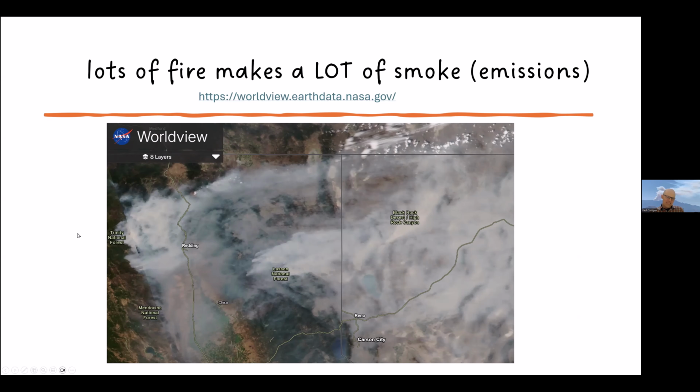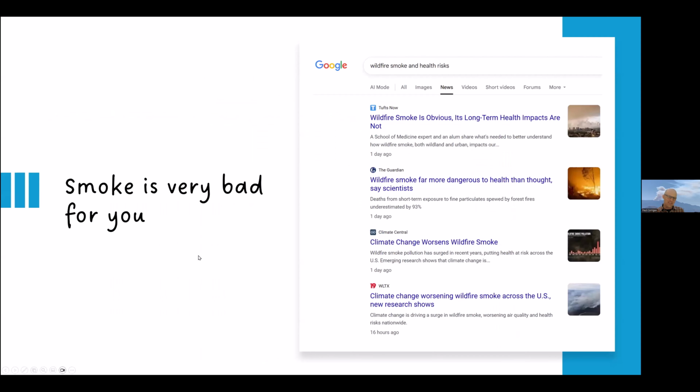And then the last thing that ties this together is smoke is very bad for you, right? This is not something I had to search very hard for. If you look at my Google search for wildfire smoke and health risks, all the articles were from the last 24 to 16 hours, right? This is just Tuesday in terms of how many new stories come out. You could do that any day of the week and there would be new things, and they're finding more and more unfortunate health effects of smoke exposure.